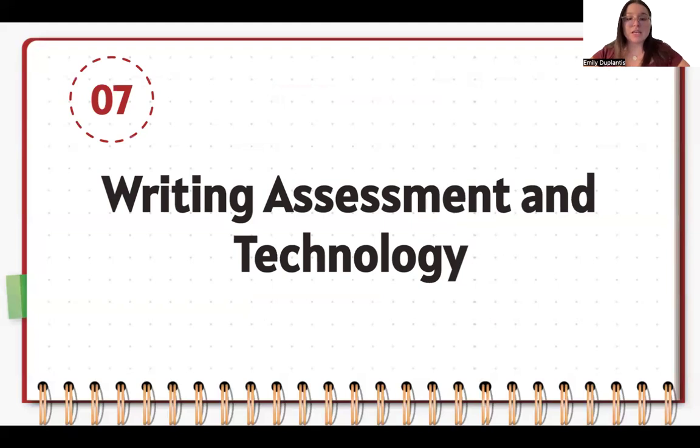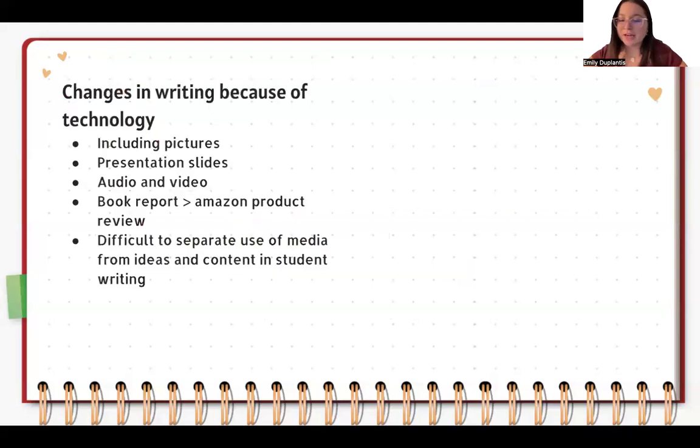Section 7 is writing, assessment, and technology. So, as we all know, we've had a huge shift in technology, and I don't know, maybe the last 2 decades, big things have happened. We have the internet now.